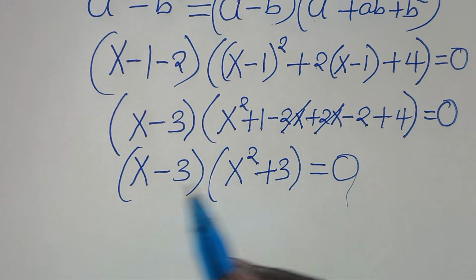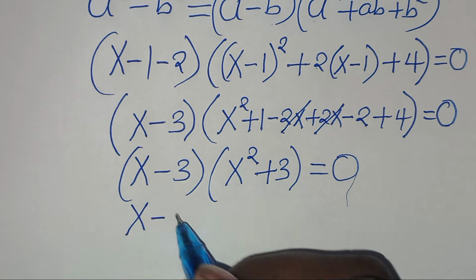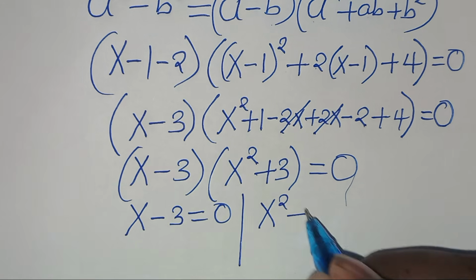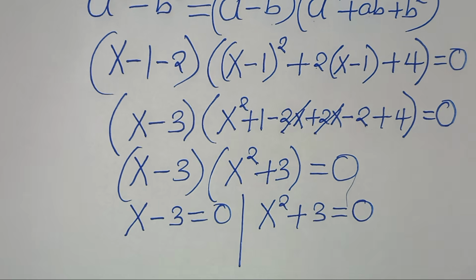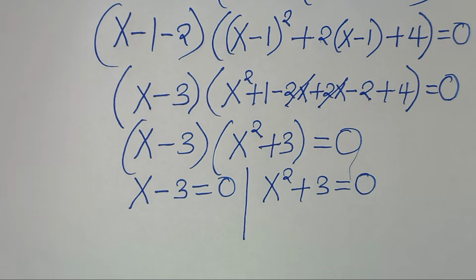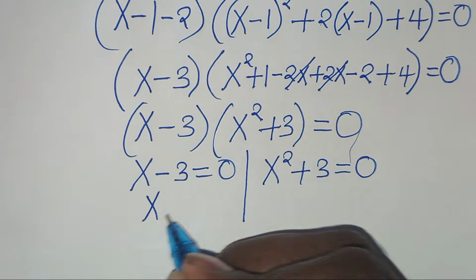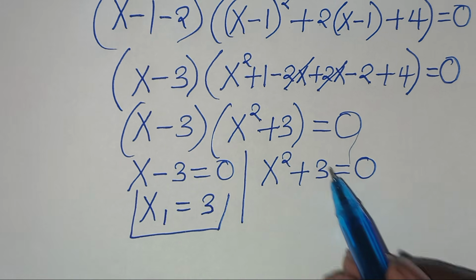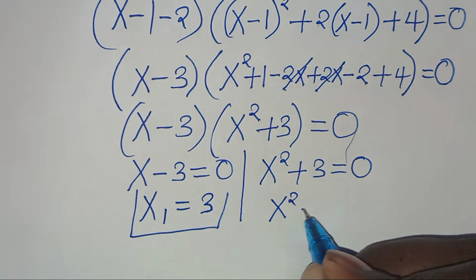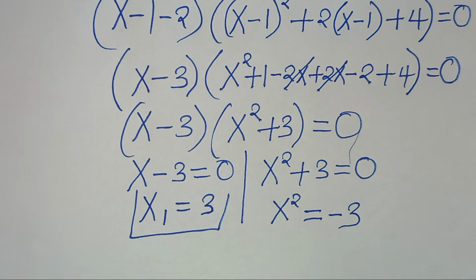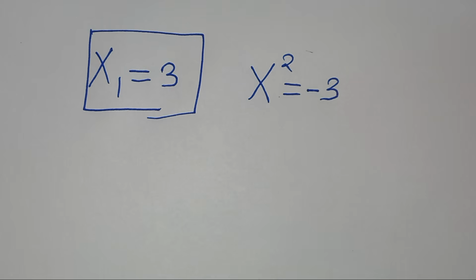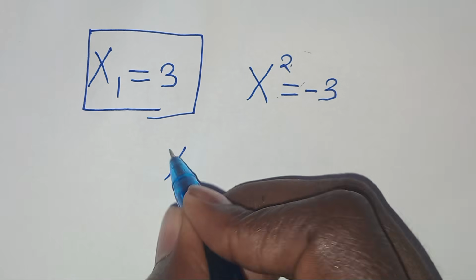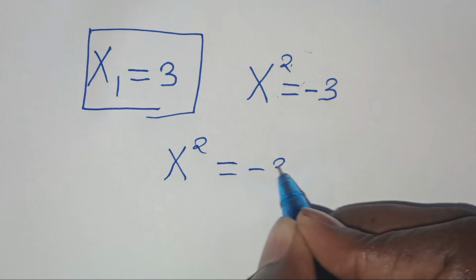Now we have two parts here. We have x − 3 = 0, then we have x^2 + 3 = 0. So this means we have x1 equal to 3, and here x^2 is equal to negative 3. So we have x1 is equal to 3, and x^2 is equal to negative 3.